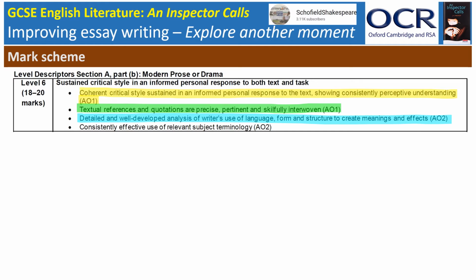And after quoting, you probe the language, form and structure and explore effect. Why has this particular word been used? What exactly does it mean in this context, and what is the effect of this? And finally, you use subject terminology accurately, i.e. words and phrases such as noun, adverb, dramatic irony, complex sentence.